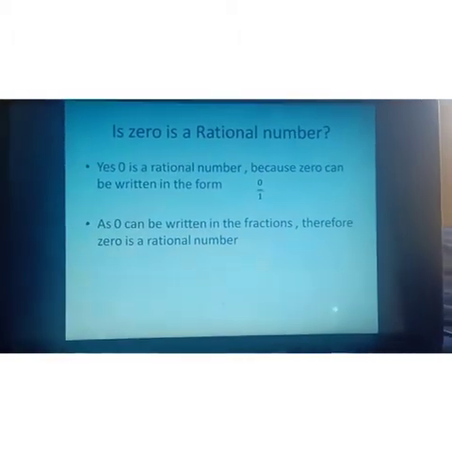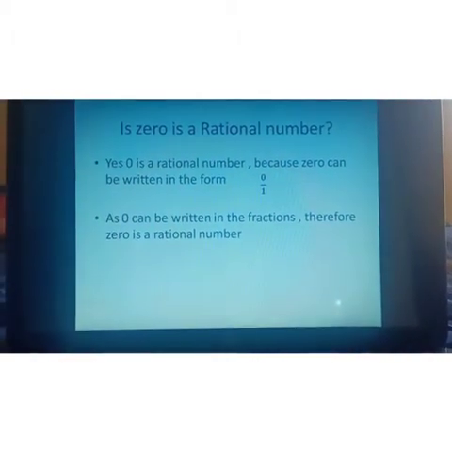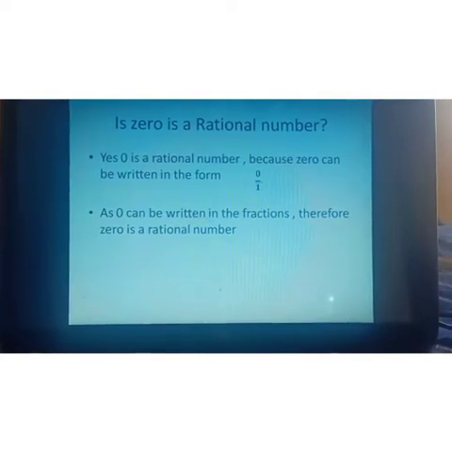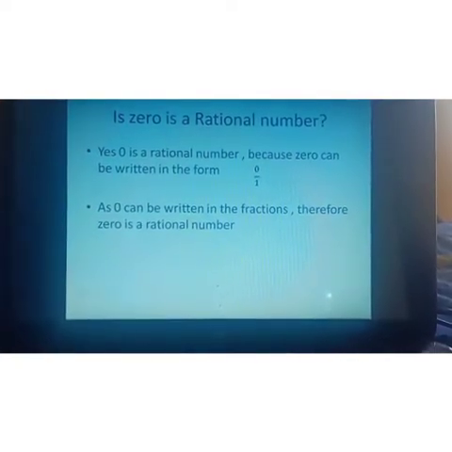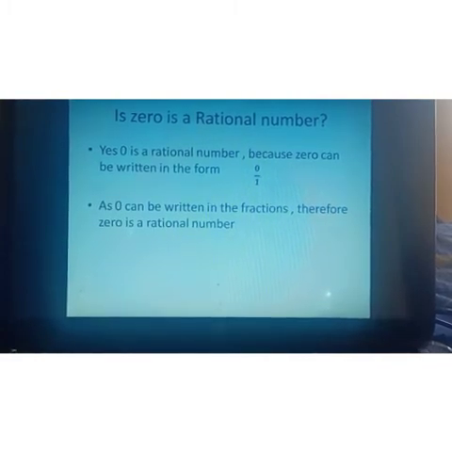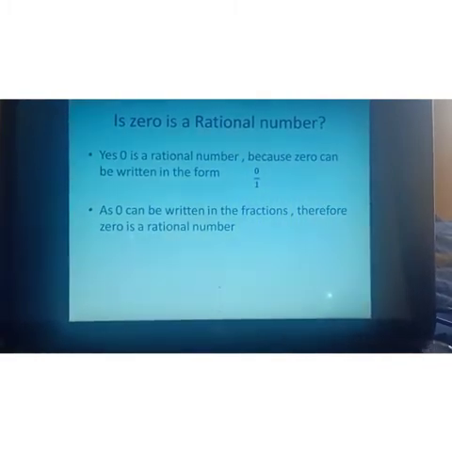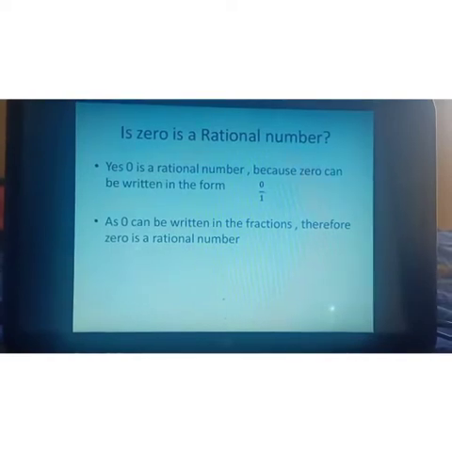Next our question is, is 0 a rational number? Yes, 0 is also a rational number because 0 can be written in the form 0 upon 1. Because 0 upon 1 is nothing but the same form. So 0 is 100% a rational number, as 0 can be written as a fraction. Therefore 0 is a rational number.